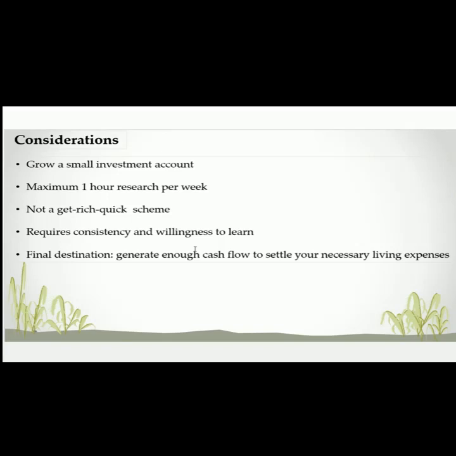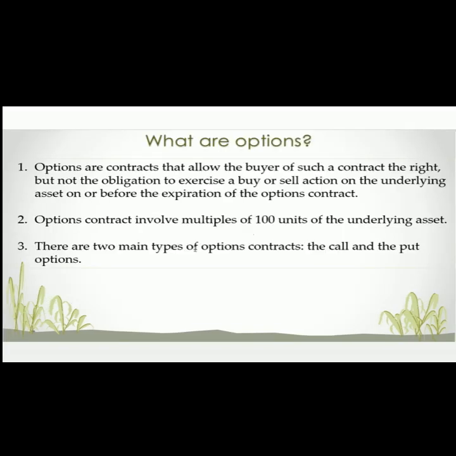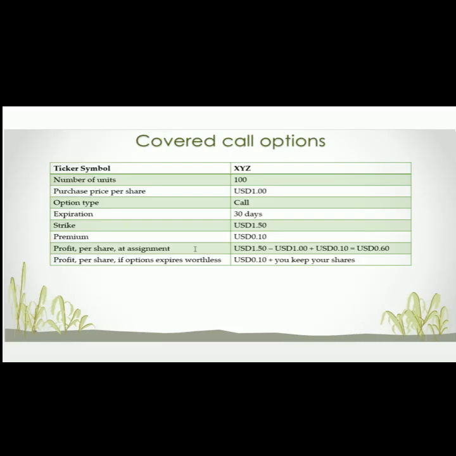Before we proceed, let's look at a few critical definitions. So, what are options? Options are contracts that allow the buyer of such contracts the right, but not the obligation, to exercise a buy or sell action on the underlying asset on or before the expiration of the options contract. Options contracts involve multiples of 100 units of the underlying asset, and there are two main types of options contracts: the call option and the put option.